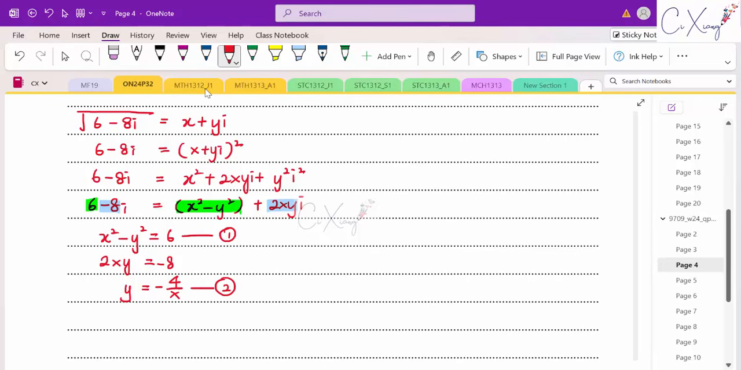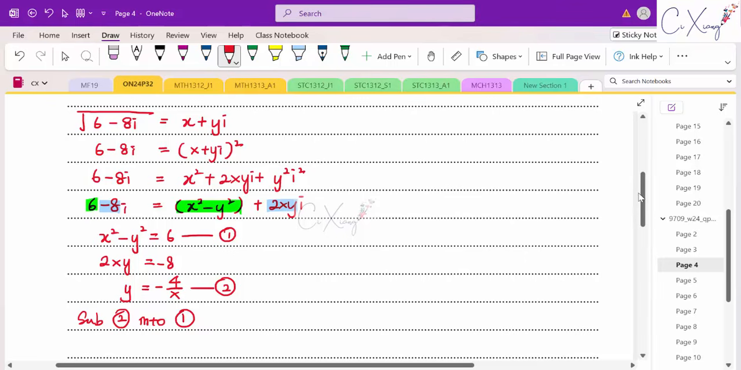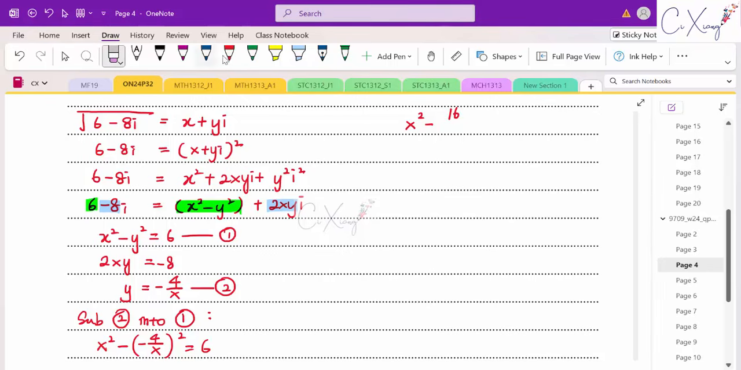And of course, to get the answer, you have to solve the equations simultaneously. So how to solve the equations simultaneously? You can substitute the second equation into the first one. So you'll be having x squared minus (negative 4 over x) squared equals 6. Bring in the square, so you're having 4 squared, which is 16, over x squared, equals 6.